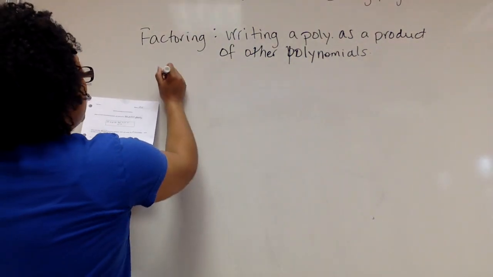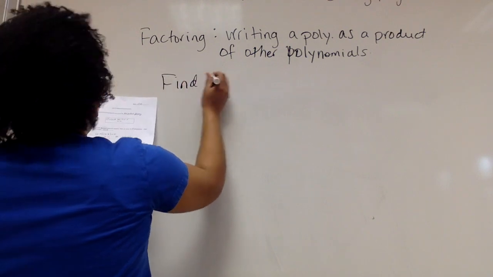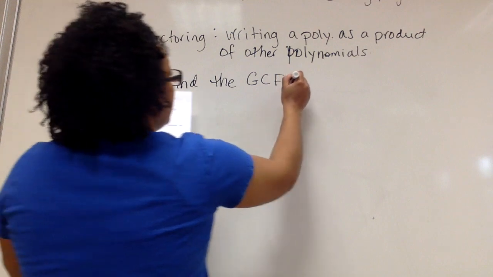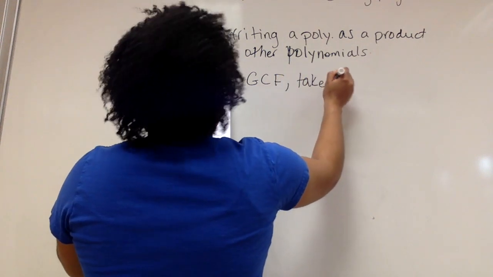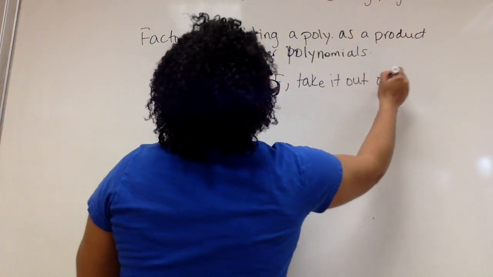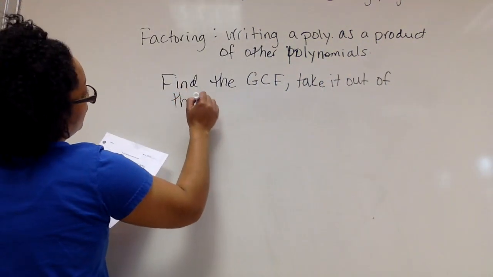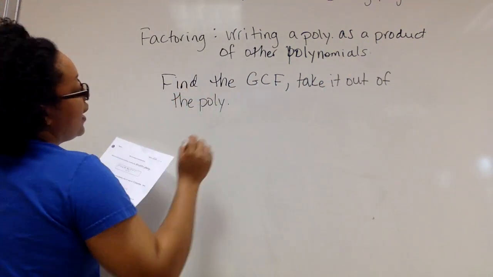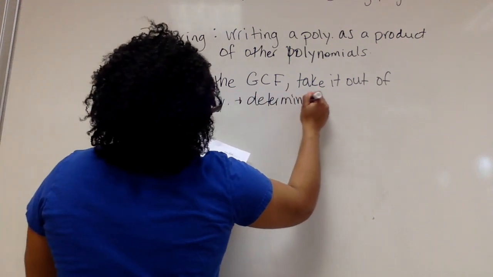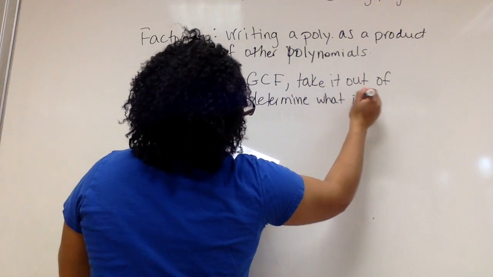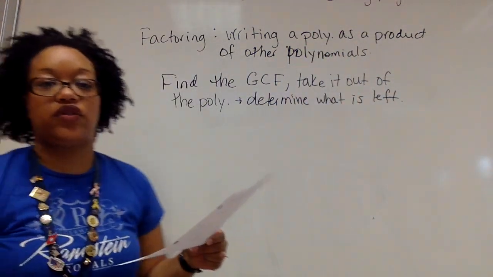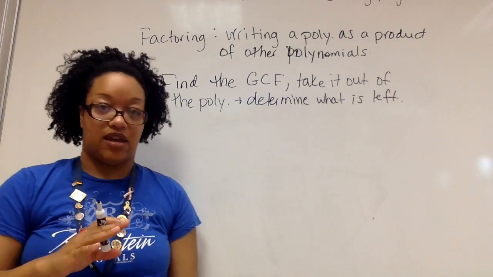Now, to factor a polynomial, here's what you have to do. To factor a polynomial, you must find the GCF, take it out of the polynomial, and determine what is left. And you're like, what, Mrs. Udoka, what are you drinking? I have no idea what you mean. Don't worry about it. Just write it down, okay?